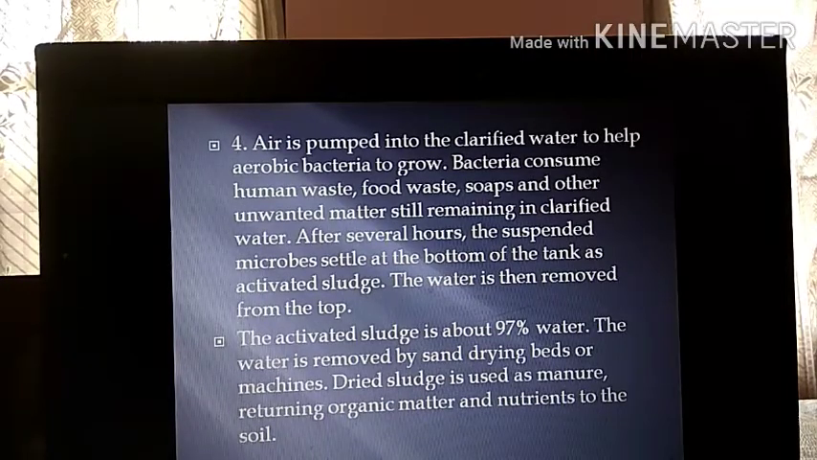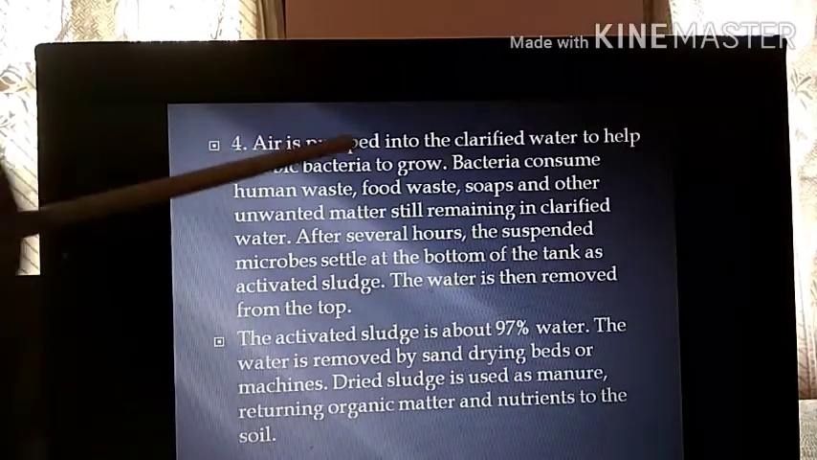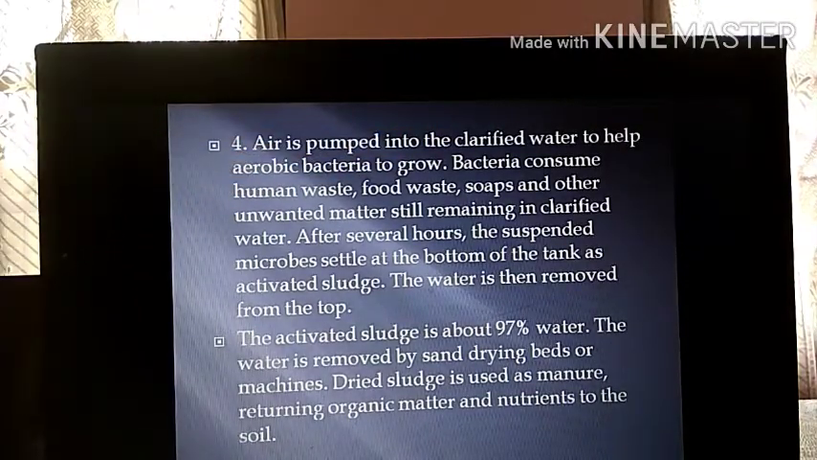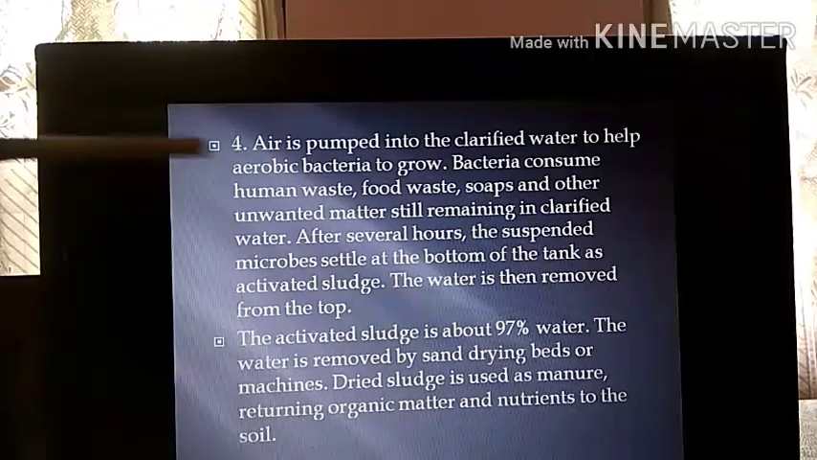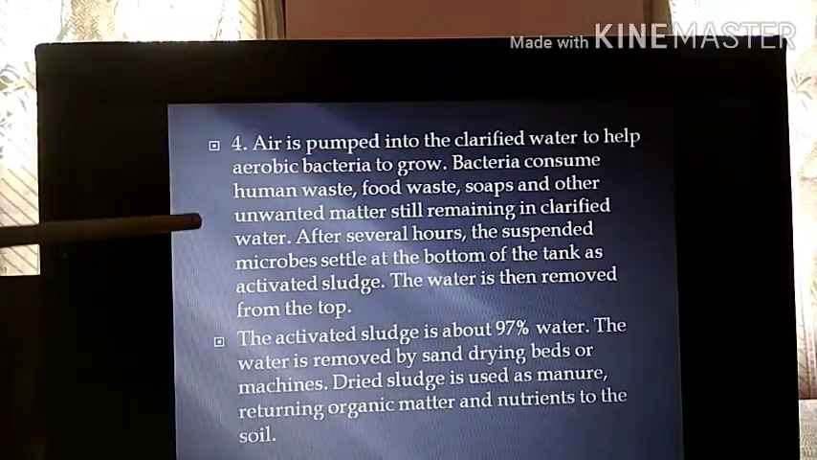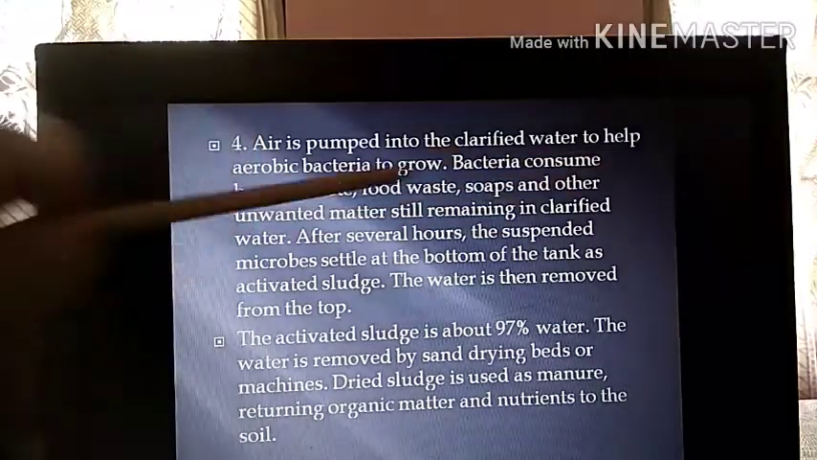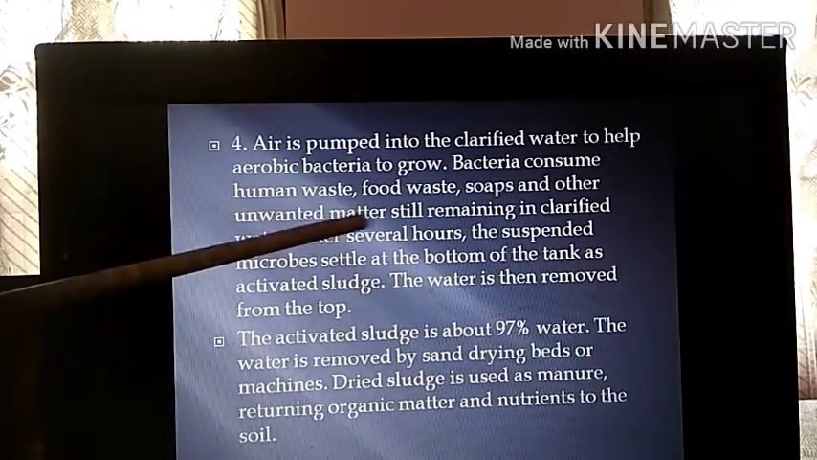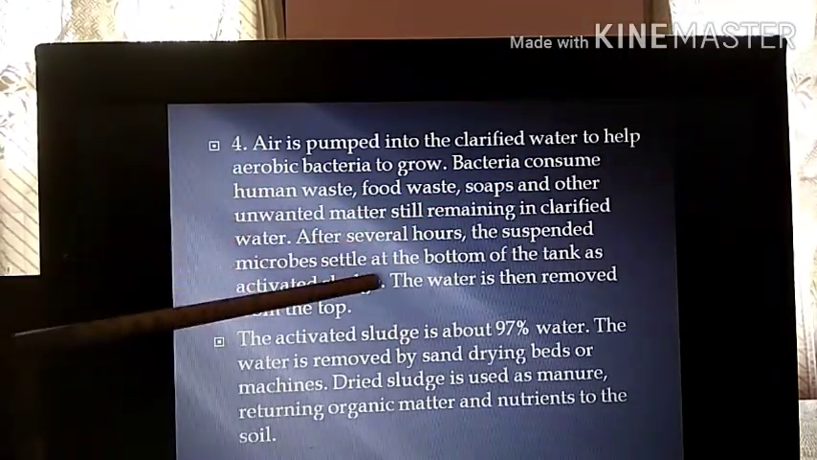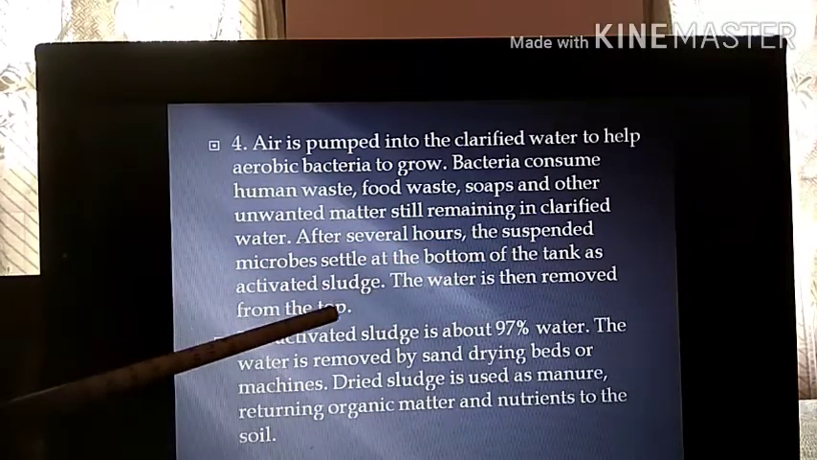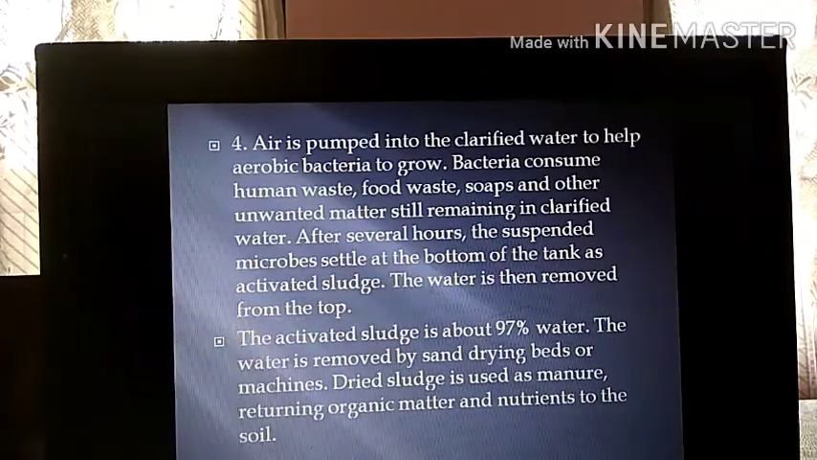Now after the water is clarified, that means after the third step, air is pumped into the clarified water to help aerobic bacteria to grow. Bacteria consume the human waste, food waste, soaps and other unwanted matter still remaining in the clarified water. After several hours, the suspended microbes settle at the bottom of the tank as activated sludge. The water is then removed from the top.